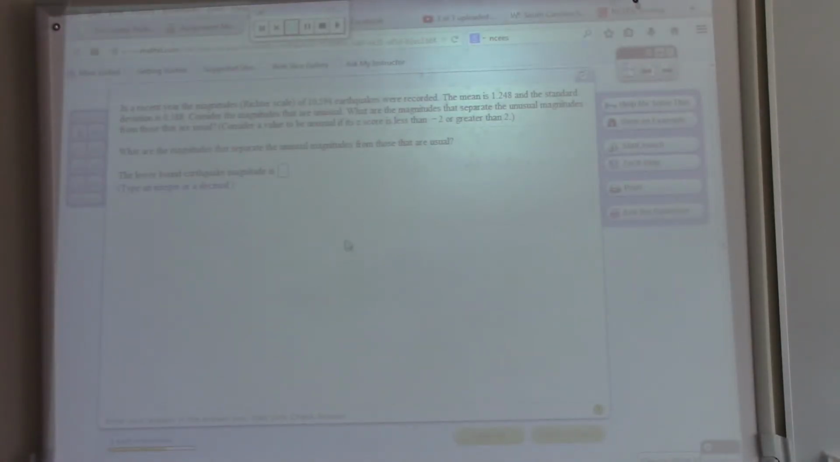In recent years, the magnitude Richter scale of 10,594 were recorded. The mean is 1 point blah blah blah, and the standard deviation is blah blah blah. Consider the magnitudes are unusual. What are the magnitudes separates? Okay, first of all, whenever you see mean and standard deviation, whenever you see those two words together, you're going to draw a what? A bell curve. So go ahead and draw it. Take your handy-dandy whiteboard and draw you a bell curve.